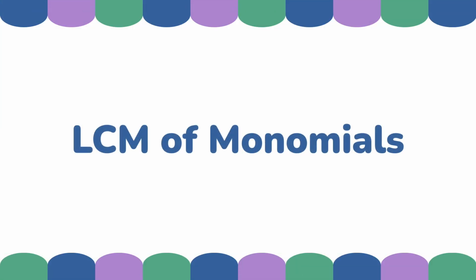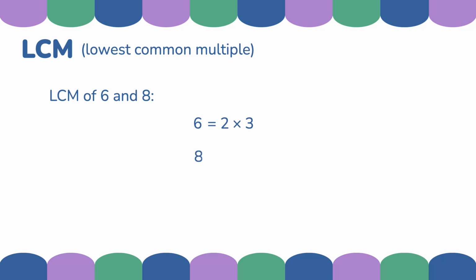Hi! Let's learn how to find the LCM of monomials. Remember, the LCM stands for the lowest common multiple. If we want to find the LCM of, let's say, 6 and 8, we can express 6 and 8 as a product of their prime factors. 6 is 2 times 3. 8 is 2 times 2 times 2. There are two distinct prime factors, 2 and 3.